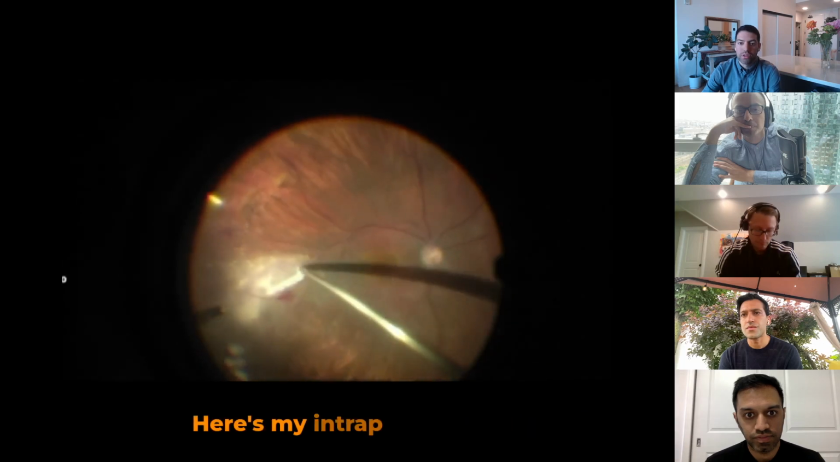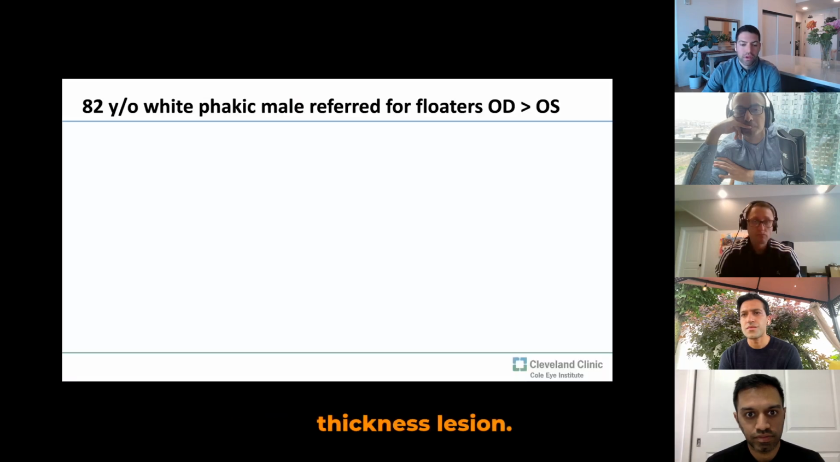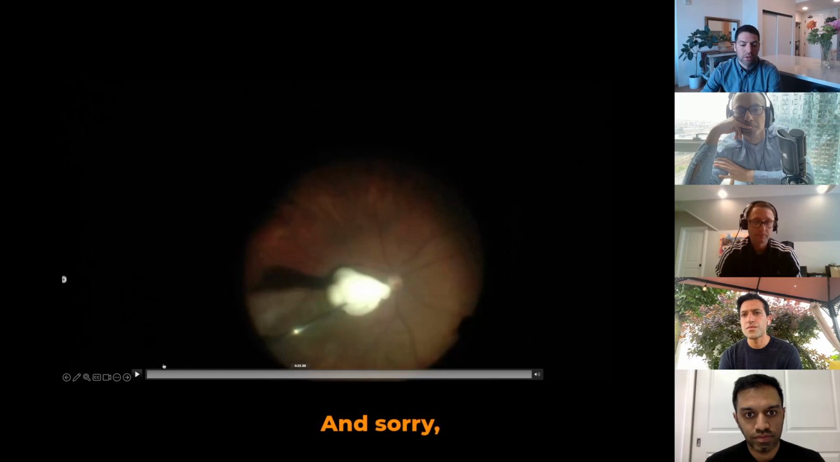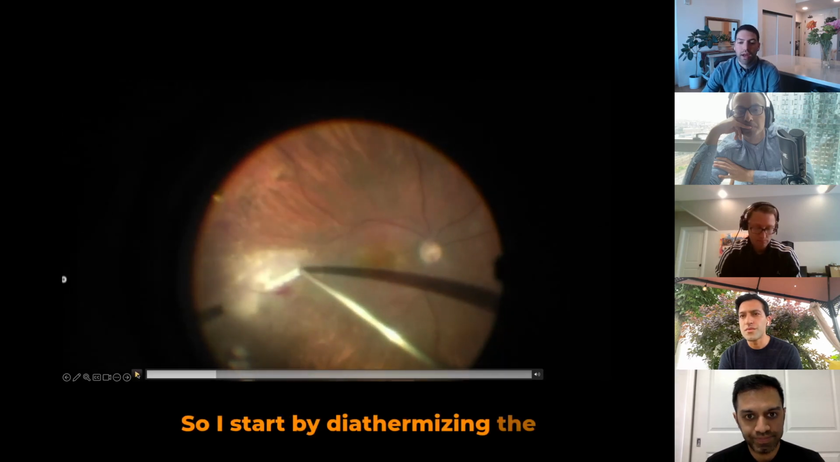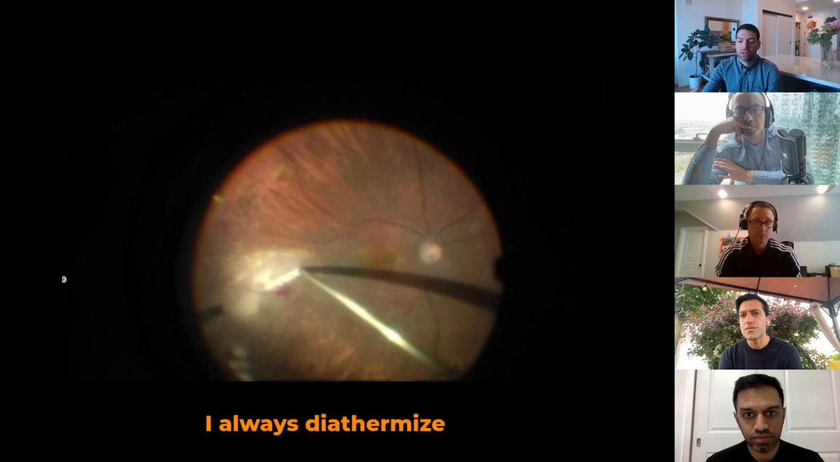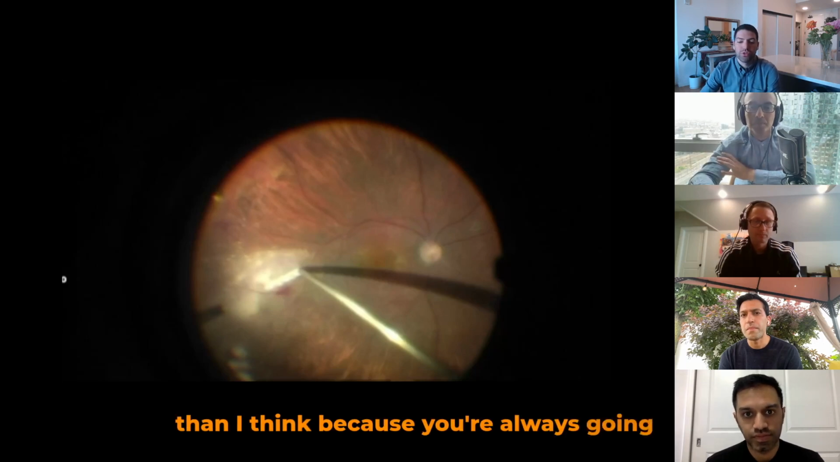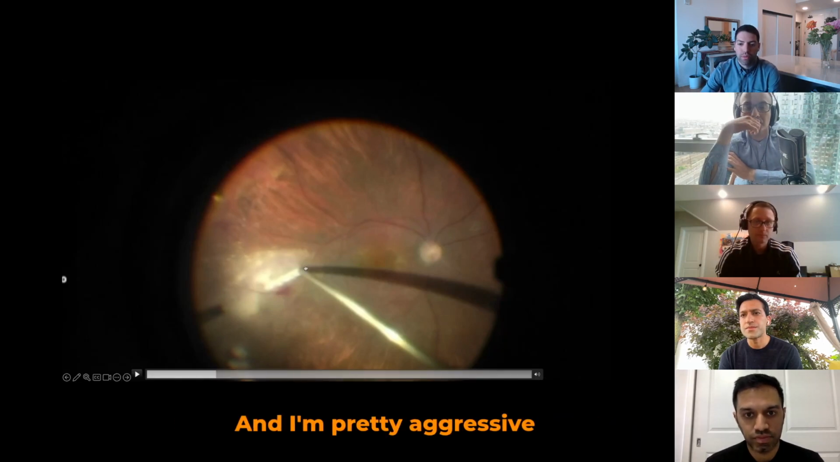Here's my intraop OCT confirming a full thickness lesion. And sorry, guys. So I start by diathermizing the area that I want to dissect. I always diathermize it a little larger than I think because you're always going to get some tissue shrinkage. And I'm pretty aggressive with diathermizing any vessels that are leading up into the lesion.